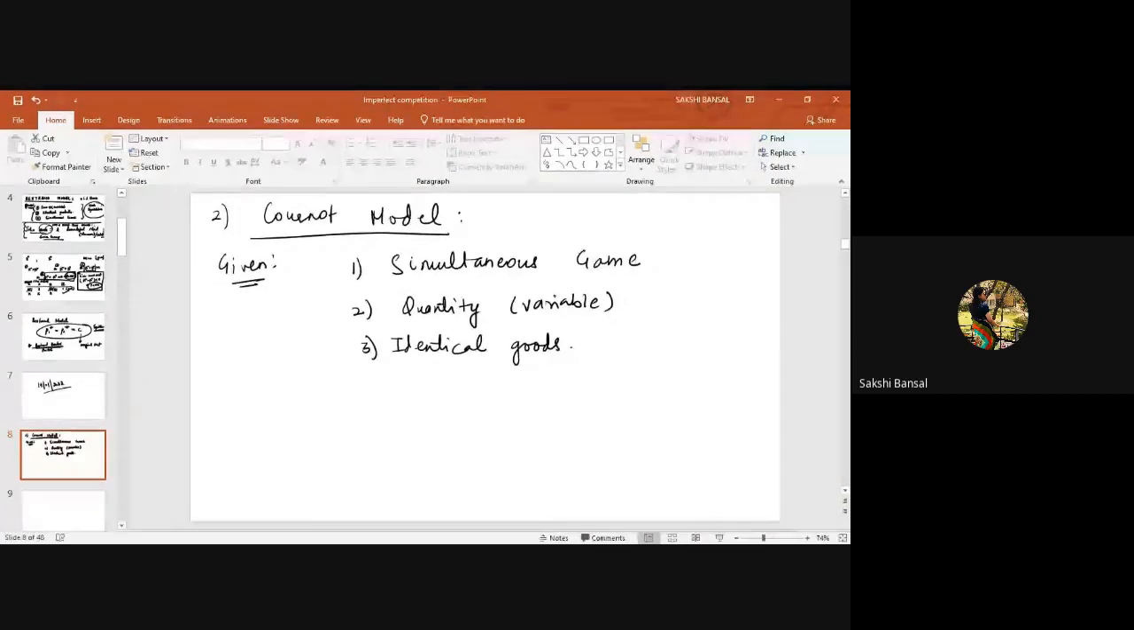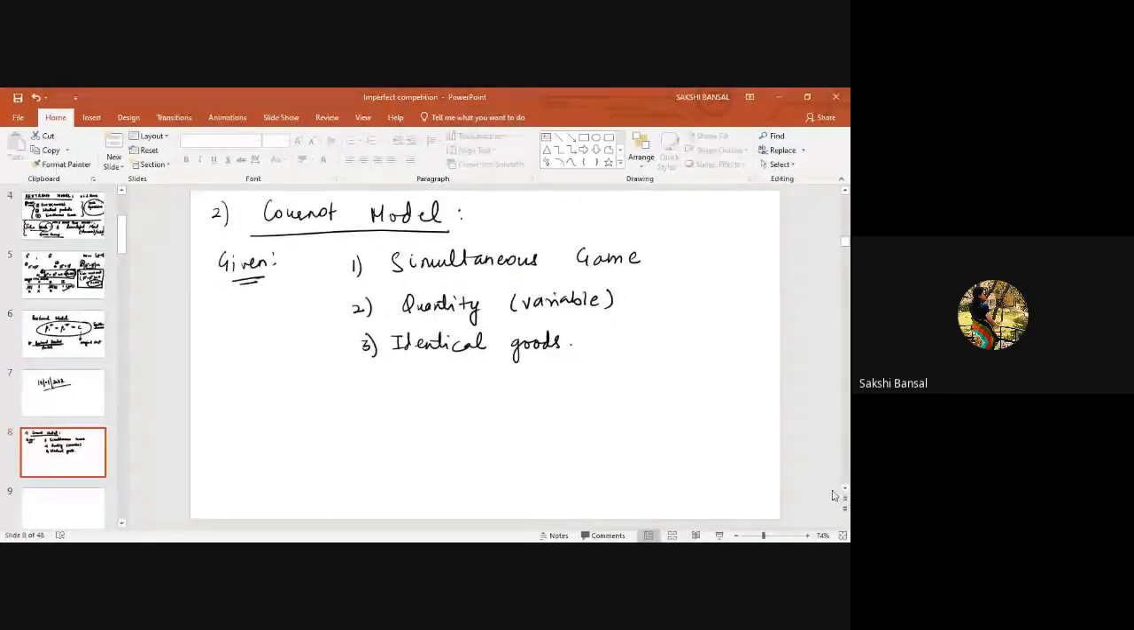Am I audible? So that means if I'm talking about the Bertrand model, price is the variable, and in Cournot, quantity is the variable. That's the only difference between these two models. Okay?